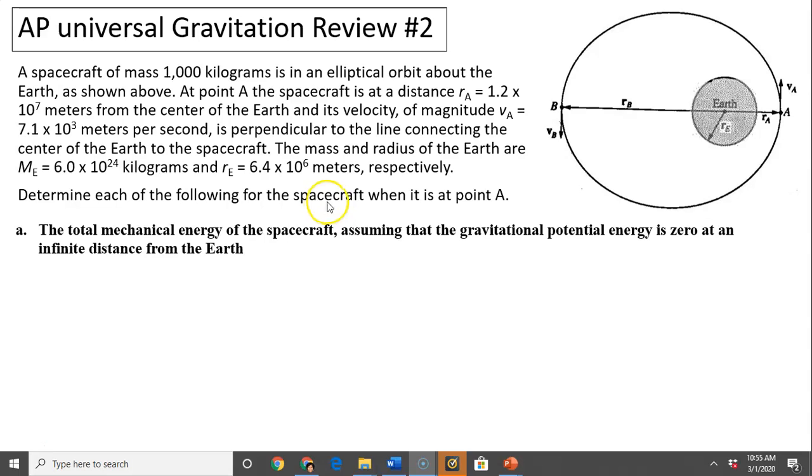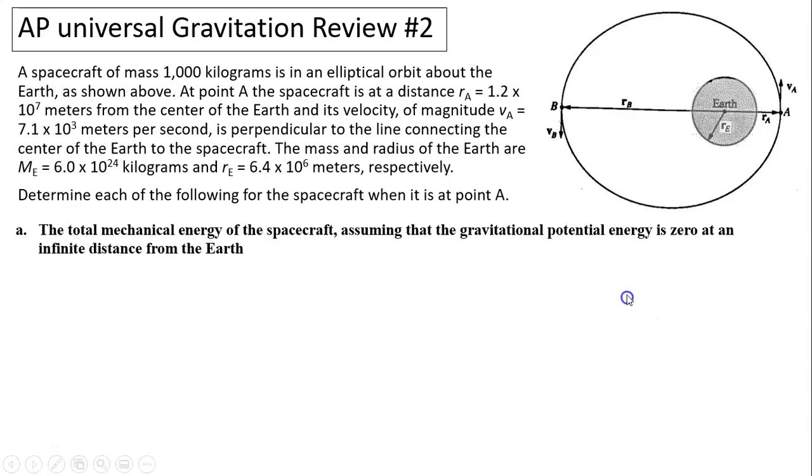Determine the following for the spacecraft when it is at point A only, so that's important. That's what we want to know, everything at point A. First is the total mechanical energy of the spacecraft, assuming that gravitational potential energy is 0 at infinite distance from the Earth. So if the gravitational potential energy is 0 at infinity, anything below that will have a negative value. Total energy is K plus U. K is kinetic, U is potential.